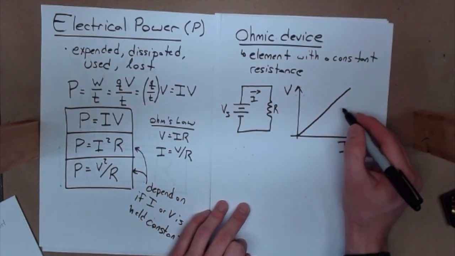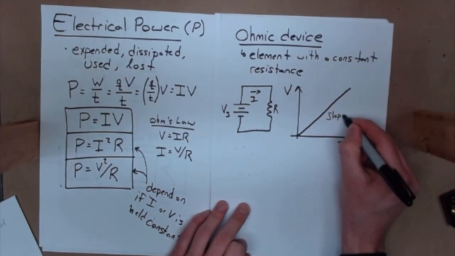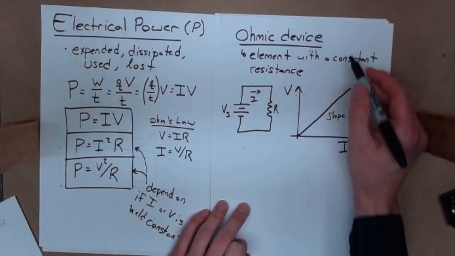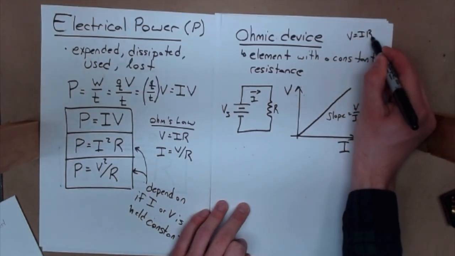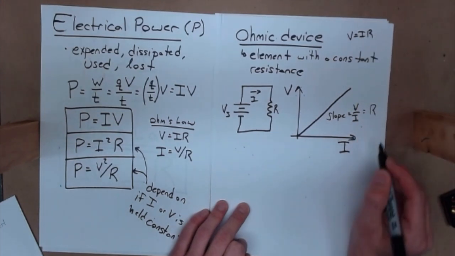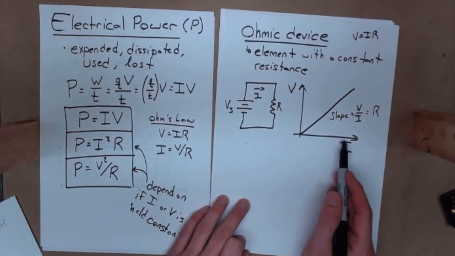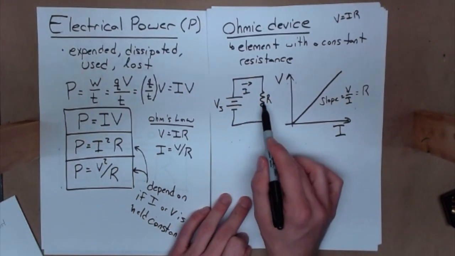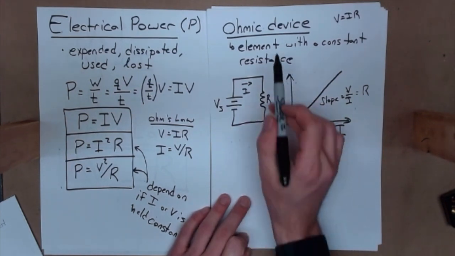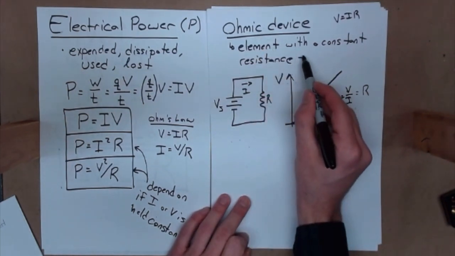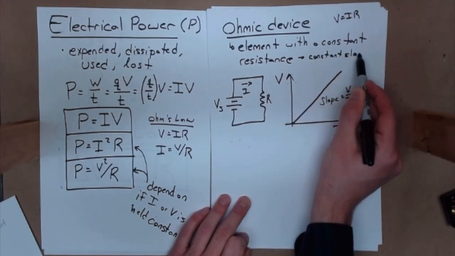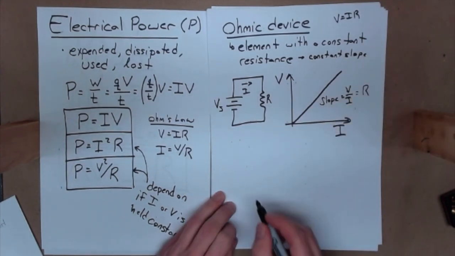Well, let's look at it. What is the slope of this graph? Well, it's V over I. Ohm's law is V is equal to IR, so V over I is R. That's the resistance. So the slope of a V versus I graph will give us the resistance of whatever thing we're measuring V and I for. So if it's ohmic, we can say it has a constant slope for a graph like the one below.